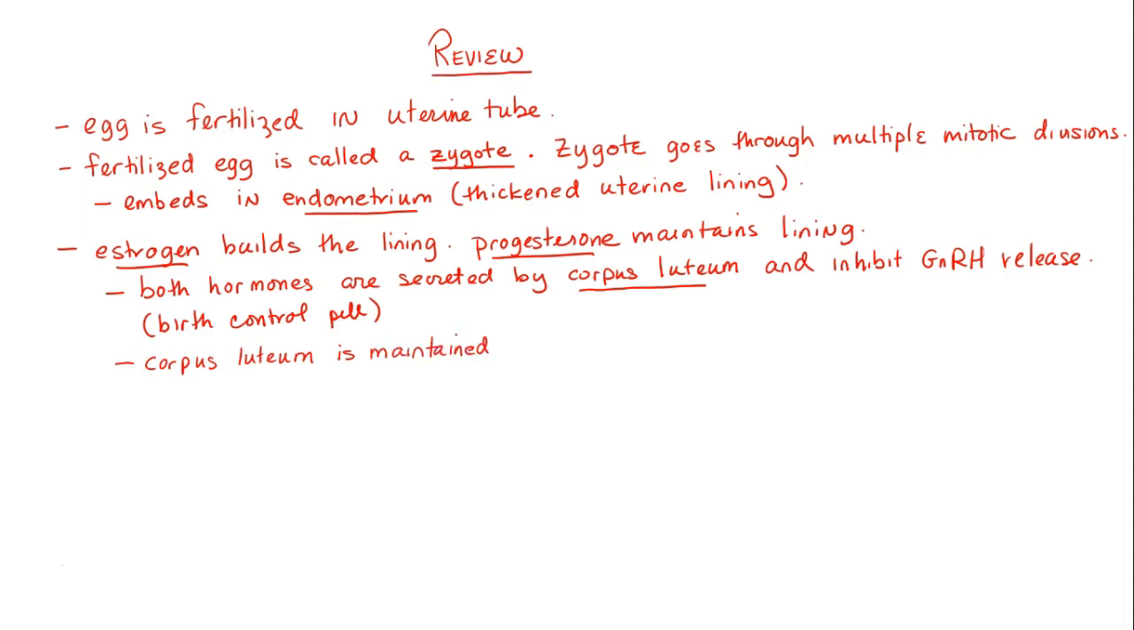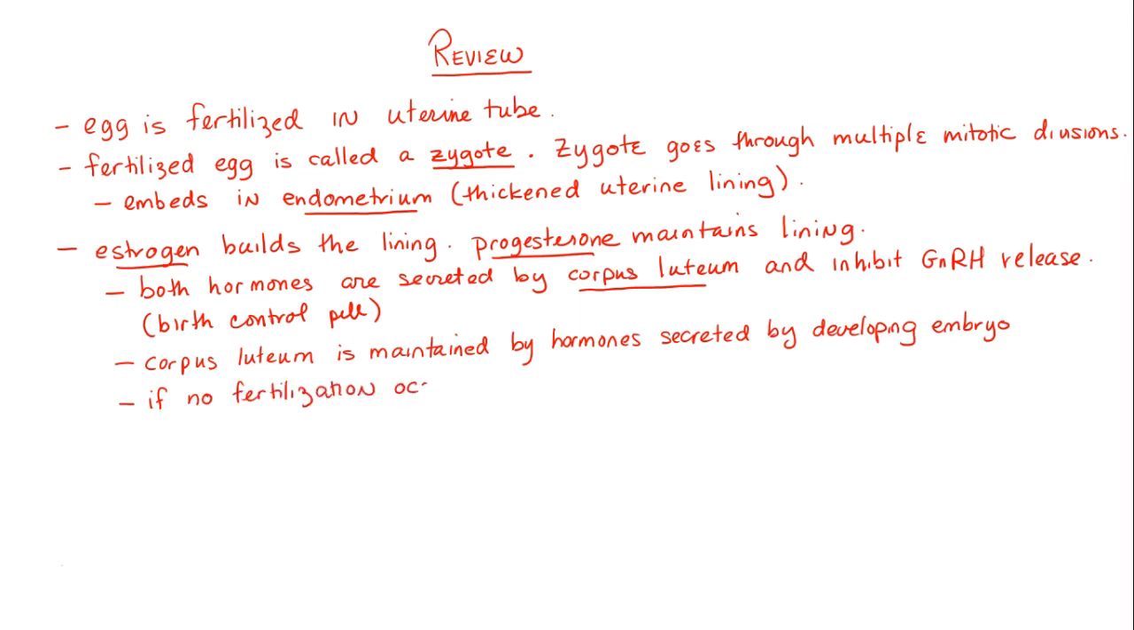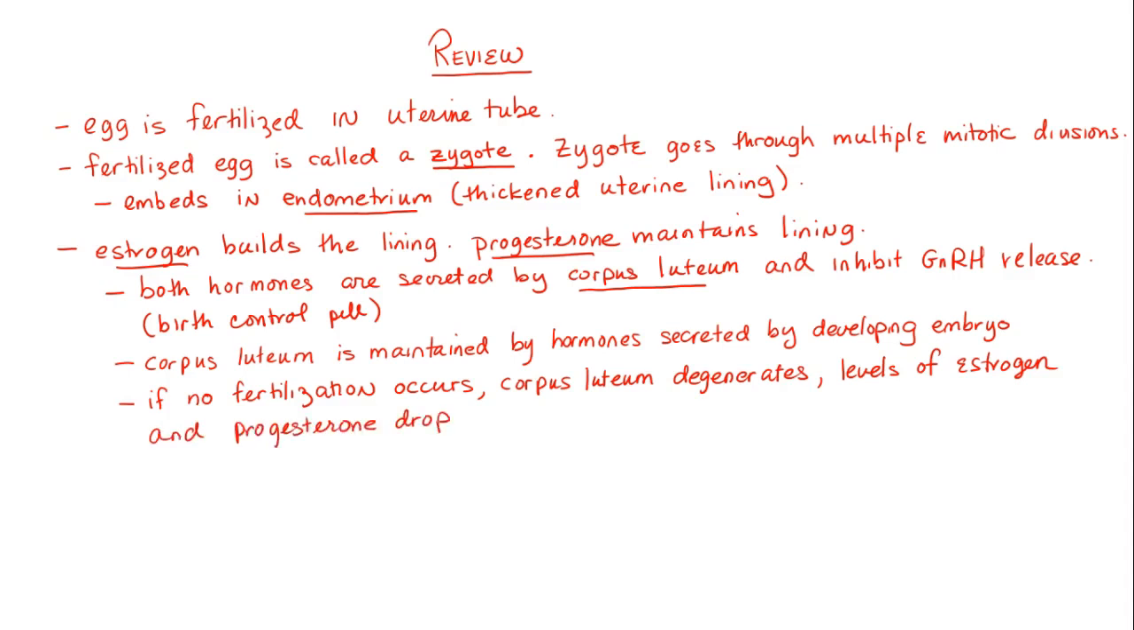The corpus luteum is maintained by hormones that are secreted by the developing fetus, the developing embryo in the womb. If there's no fertilization event, then the corpus luteum is going to degenerate, and levels of progesterone and estrogen are going to drop. And once again, the hypothalamus produces gonadotropin-releasing hormone. And then the cycle will begin again.